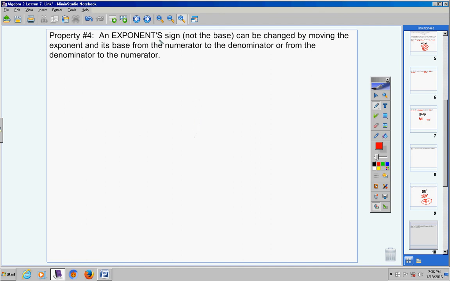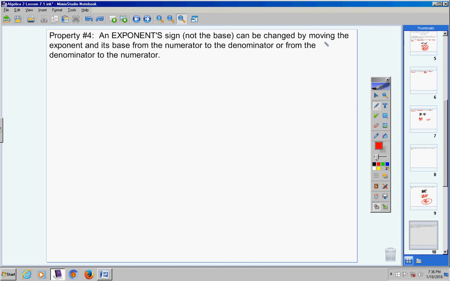An exponent sign, not the base. My goodness, over and over every year I have something like this, and students are like, oh, I can use this property to change this sign. Really? I don't think so. Look at this. An exponent sign can be changed. Not a base's sign. Not the base. Okay? Get that drilled into your head, guys. Alright. An exponent sign, not the base, can be changed.